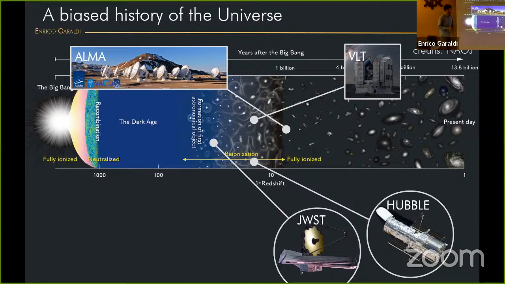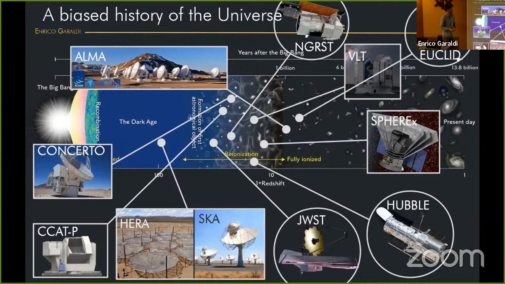And then we have, for example, ALMA that tells us, again, something about galaxies, but a completely different phase and of the gas inside galaxies. There are a few more instruments, of course. I didn't have the space to put them on this slide because I want to tell you what is going to happen in the next few decades.